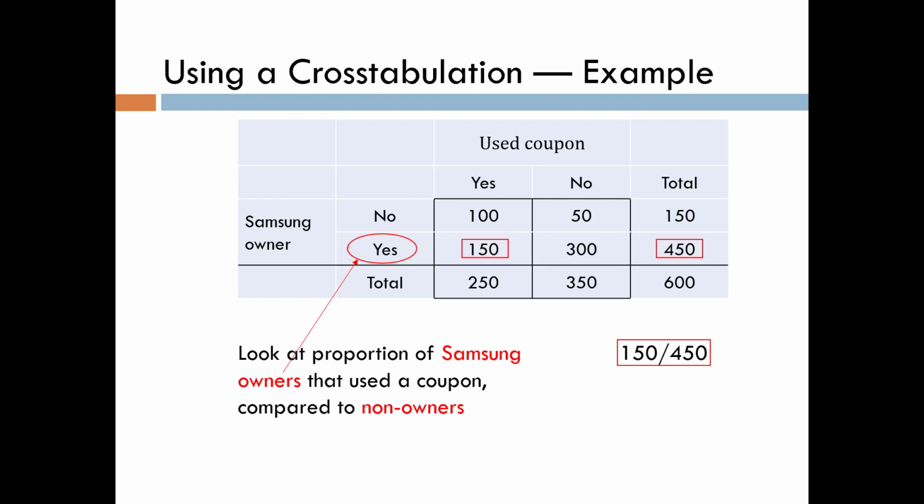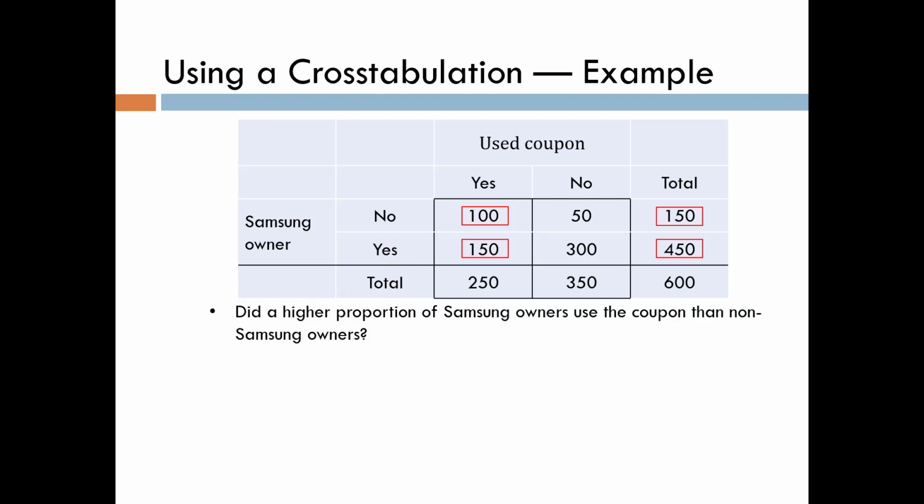Looking first at the 450 Samsung owners, we see that 150 of them used the coupon. So the proportion using the coupon was 150 over 450, or 1/3. Next, looking at the 150 non-owners, we see that 100 of them used the coupon. So the proportion using the coupon was 100 over 150, or 2/3. That's twice as high as the other group. So in effect, the coupon was twice as effective in getting them to buy the product as compared to the other group. So let's summarize what we learned.